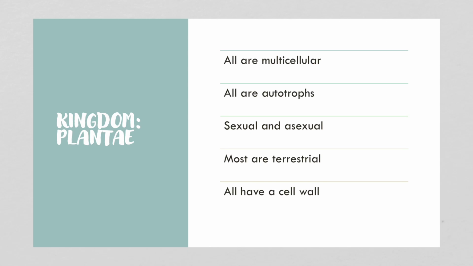The plant kingdom, all members of this kingdom are multicellular, so they're more complex organisms. They're all autotrophs, so they can make their own food using the sun's energy. They reproduce both sexually and asexually. Some of them can reproduce by vegetative propagation, but they also can reproduce sexually by producing seeds or spores, depending on the type of plant. Most of them are terrestrial, and all of them have a cell wall.